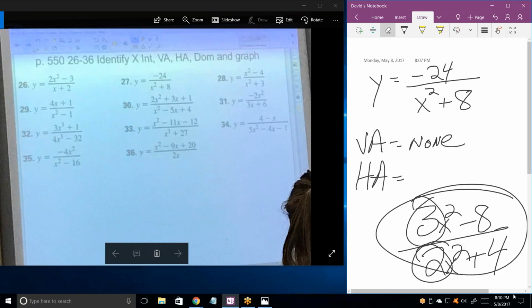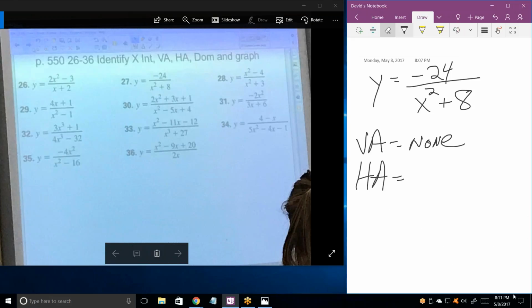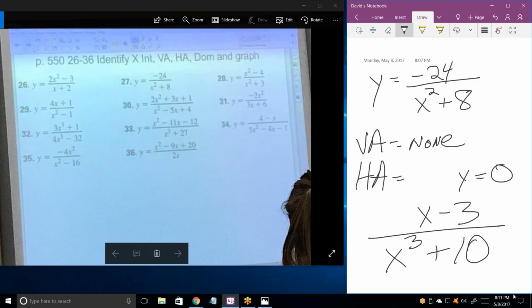When the highest degree in the numerator is the same as the highest degree in the denominator, then it's the ratio of the coefficients. If the degree in the numerator is less than the degree in the denominator, it's always y equals 0. So that's it. There's really only 2 cases. That's where the numerator is equal, and it's where the numerator is less.